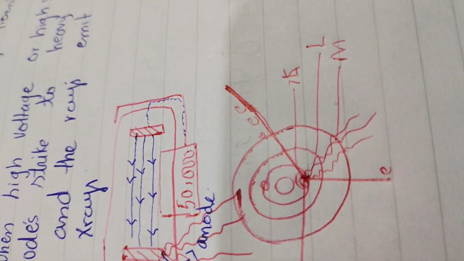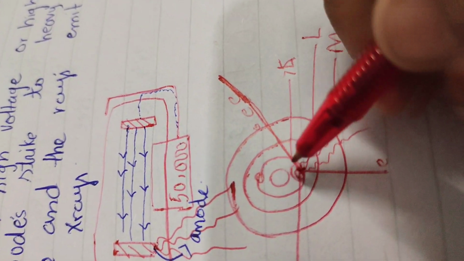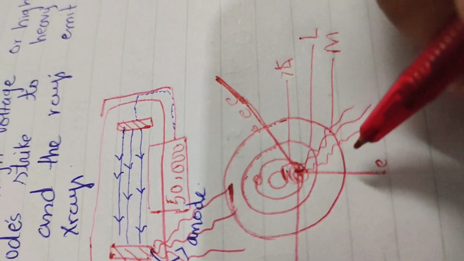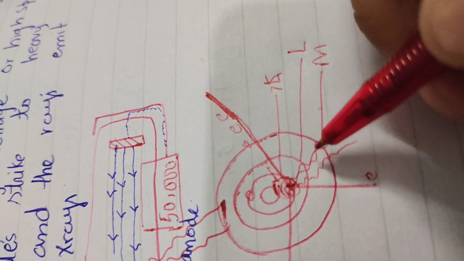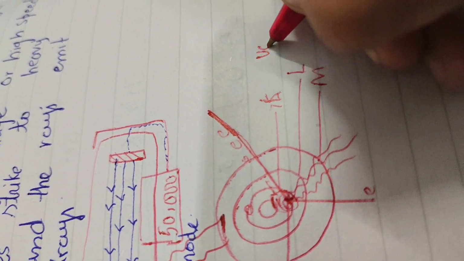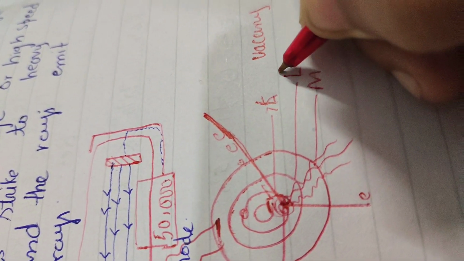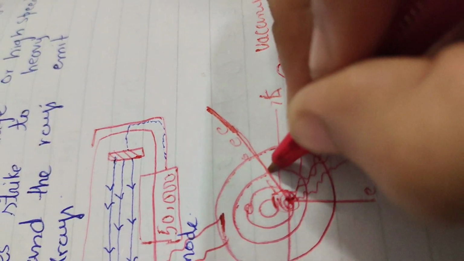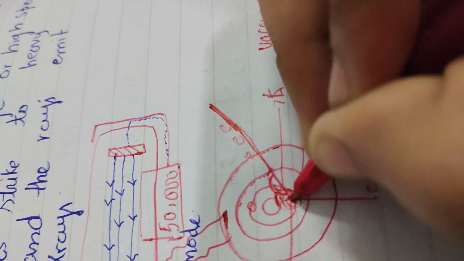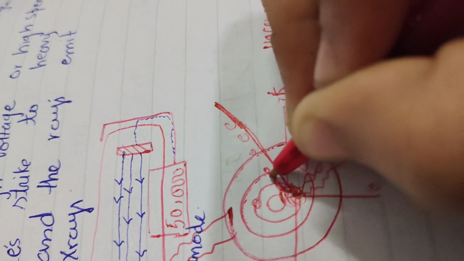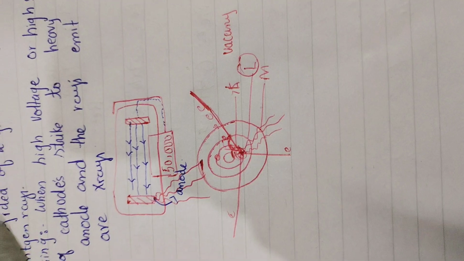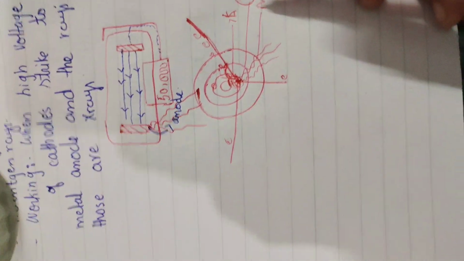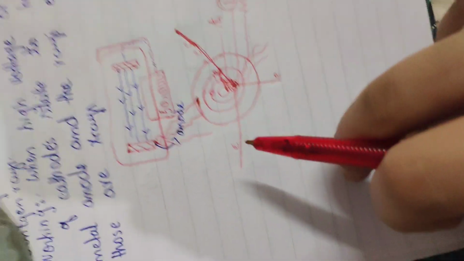Radiation will emit, and after that this electron will come out. So there would be a vacancy of one electron. When there is a vacancy of one electron, a K electron would come here and fill this vacancy. Alright, now we're gonna talk about a few characteristics.